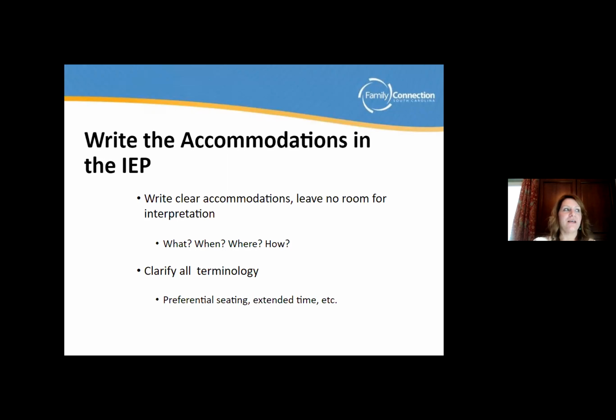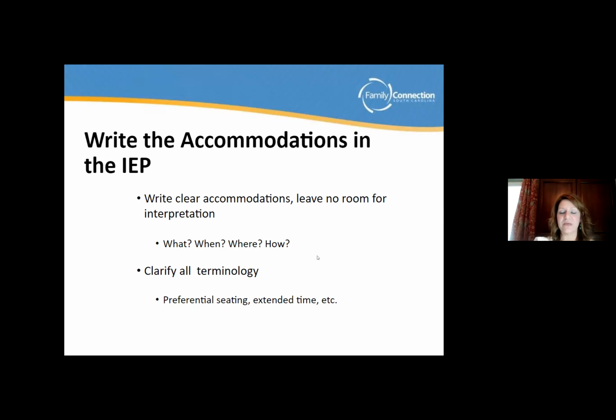And so, my response to that was preferential seating meaning what? Is it near the front of the class? Is it near the teacher? Is it near the point of instruction? Is it in a quiet area of the room? So let's not stop at preferential seating because that leaves a lot of room for interpretation. Let's add a little bit more to it and explain what preferential seating means.